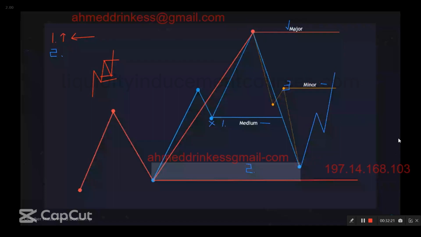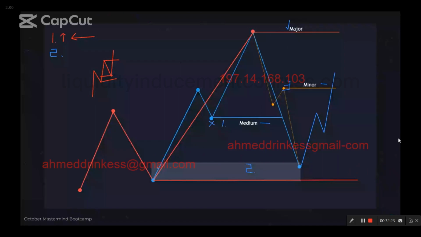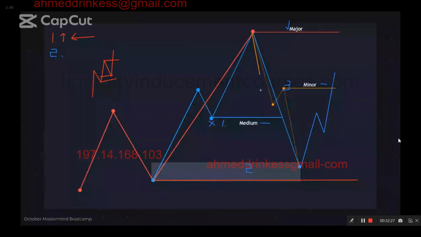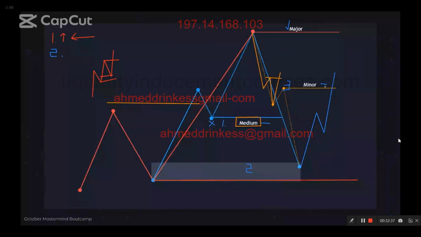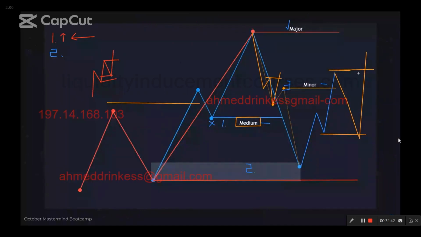So if you want to target a major inducement, you must collect a medium or another major. If you want to collect a medium inducement, you must collect some form of minor, medium, or major to get there. If you want to target a medium inducement, you have to have all 3. If you want to target a minor inducement, such as here, you either need to collect a medium to target a minor, or you need to collect another minor to target a minor.